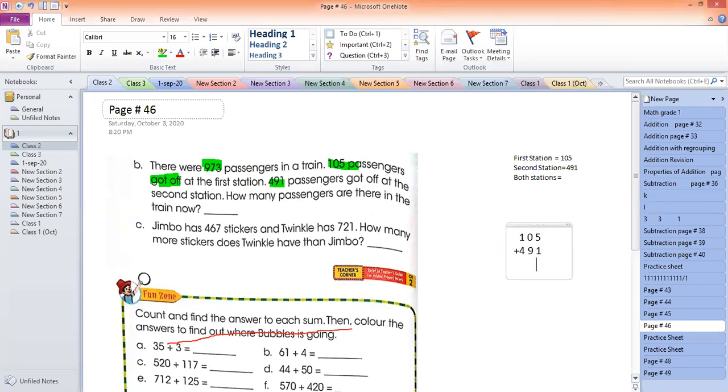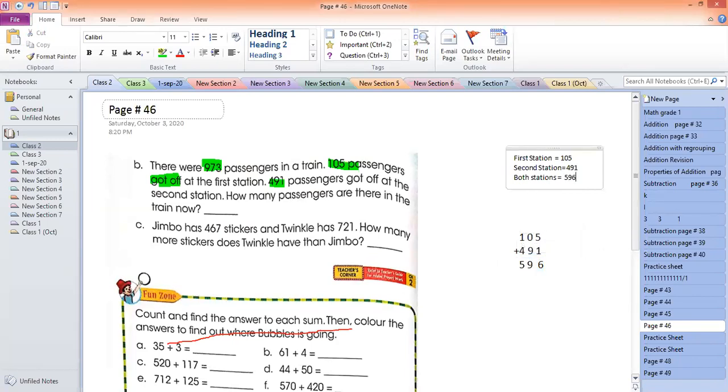5 plus 1 equals 6. 9 plus 0 equals 9, and 4 plus 1 equals 5. So the answer is 596. 105 from station 1 and 491 from station 2. Total 596. For both stations you can write 596 here.